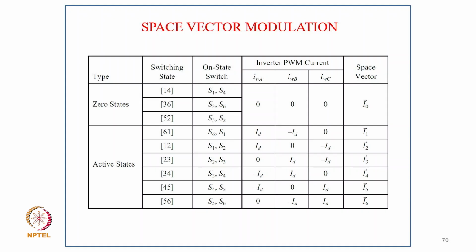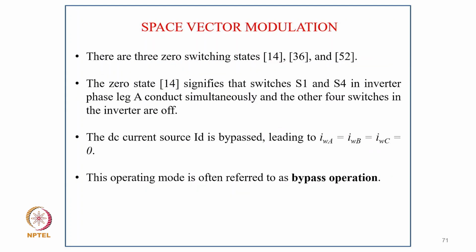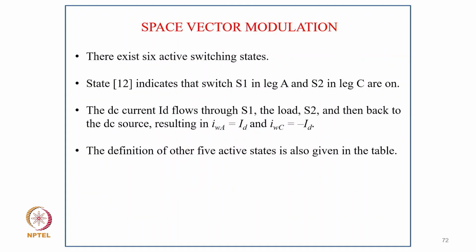And similarly for the 6 active states, with combinations like 1 2, where you can have a pattern of the current in different phases, and the different phasors we call, in the space vector, I1 I2 I3 I4 I5 I6. So there are 3 zero switching states, 1 4, 3 6 and 5 2. The state 1 4 signifies that S1 and S4 of inverter phase A leg conduct simultaneously, and the other 4 switches in the inverter are off, and the DC current Id is bypassed, leading to Iwa equal to Iwb equal to Iwc equal to 0. The operating mode is often referred to as bypass operation, and there exist 6 active states.